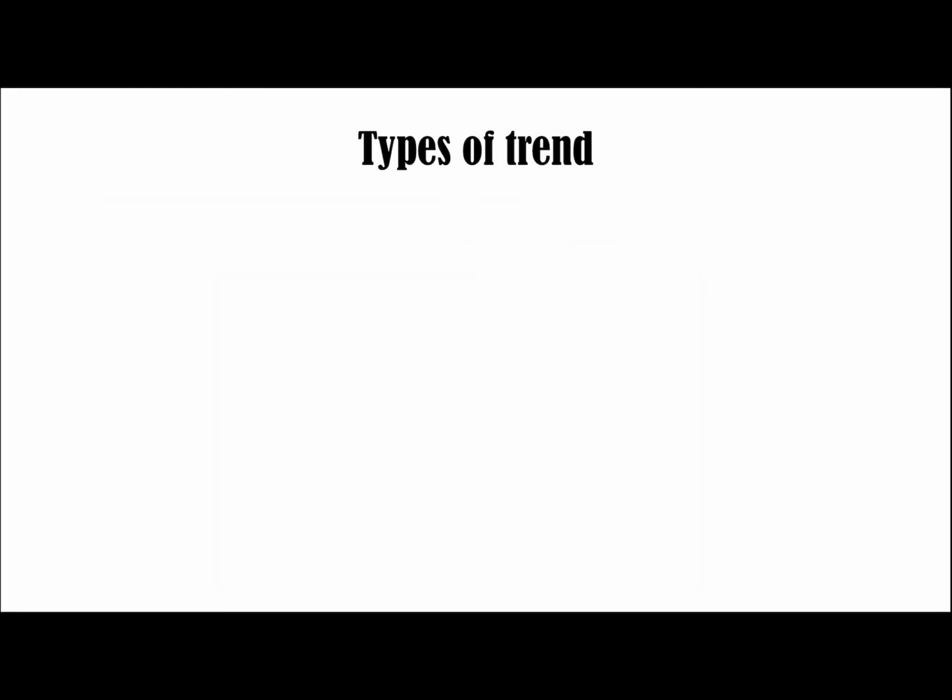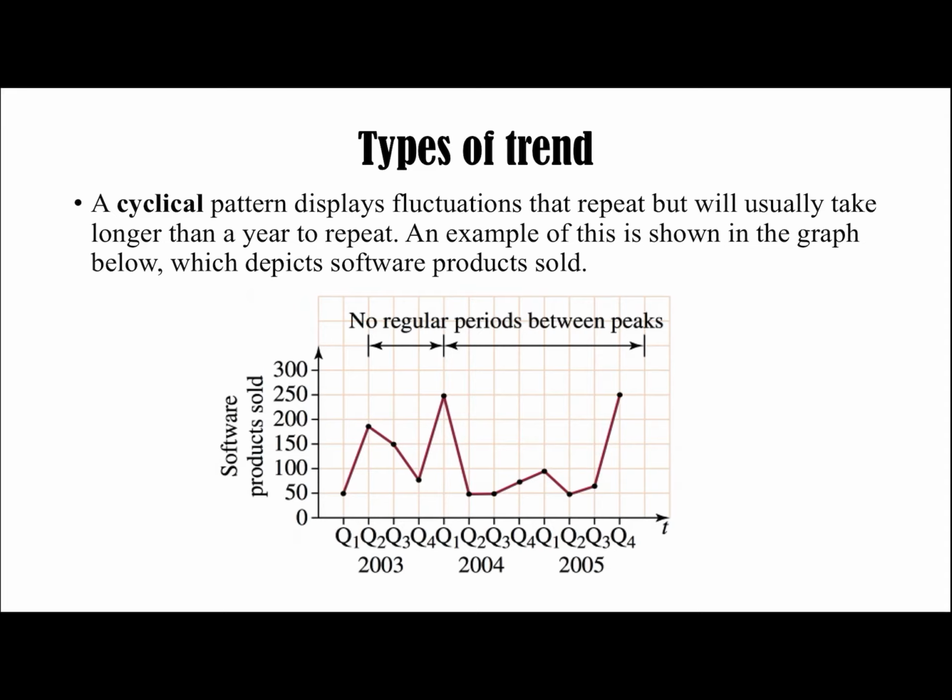Cyclical pattern displays fluctuations which repeat but usually take longer than a year to repeat. For example, this graph shows software products sold over a number of years.